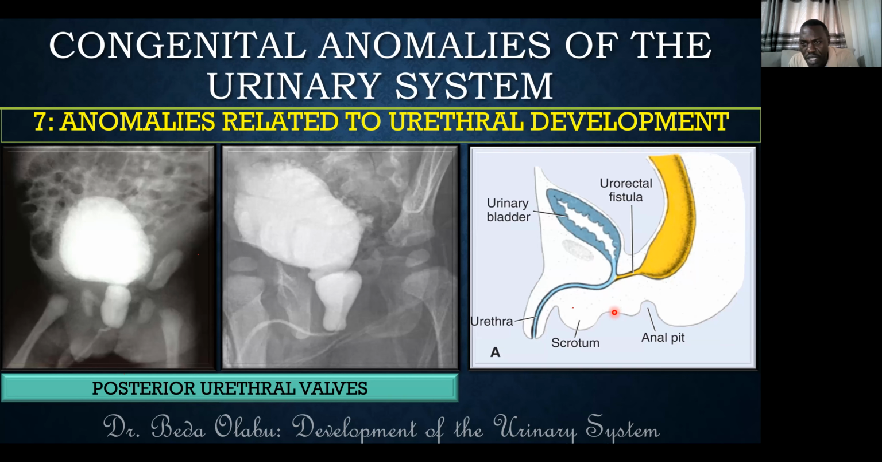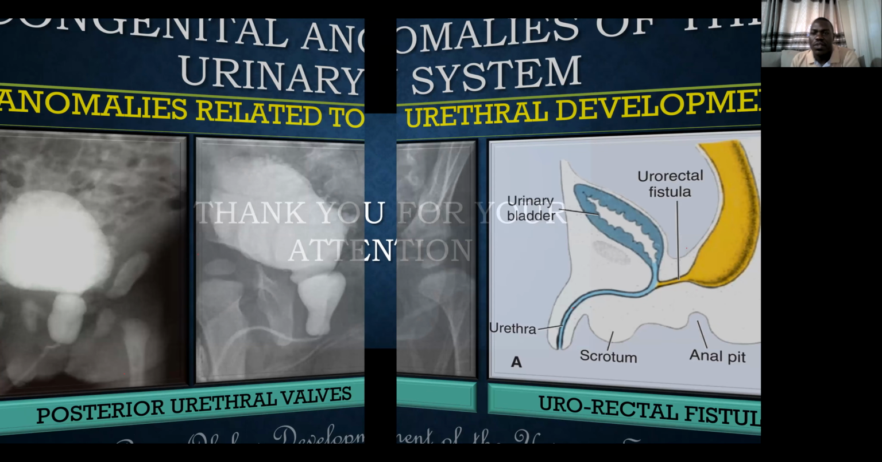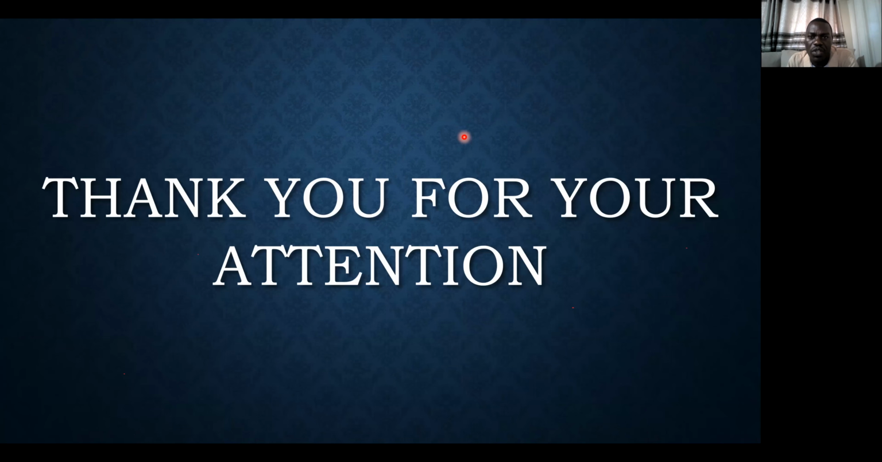In the second one, we see a rectum opening into the urinary bladder, or to the urethra. So we call that urorectal fistula. Of course, this is together with anal atresia. Great. So those are the congenital malformations of the urinary system that I wanted to highlight to you. I don't know whether you have any question, you feel free to ask.